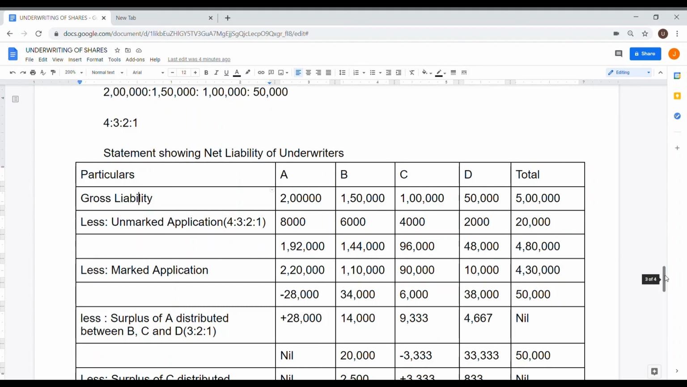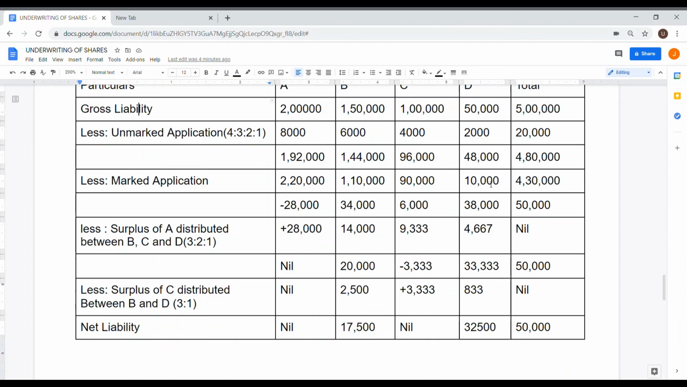Then you have to minus marked application that they have given in the question. So you can see here A has a surplus, so we'll just distribute this surplus to B, C and D underwriters, and then you get a total, and again you can see there is a surplus for C, so you'll divide it among B and D and you'll get net liability.